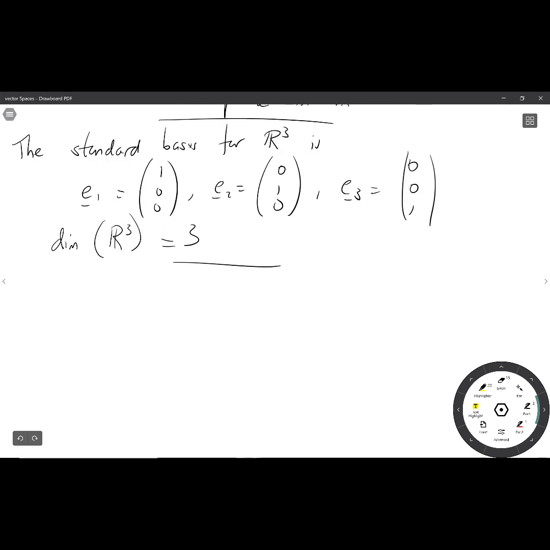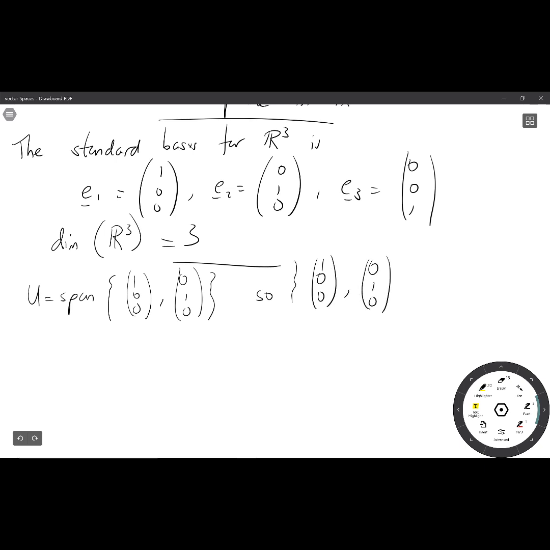What about U? What about our subspace U? U was the span of 1, 0, 0 and 0, 1, 0. And we know that 1, 0, 0 and 0, 1, 0 are linearly independent. So we must have that the vectors 1, 0, 0 and 0, 1, 0 are a basis for U. So that's two vectors in the basis, so we must have that the dimension of U is 2.